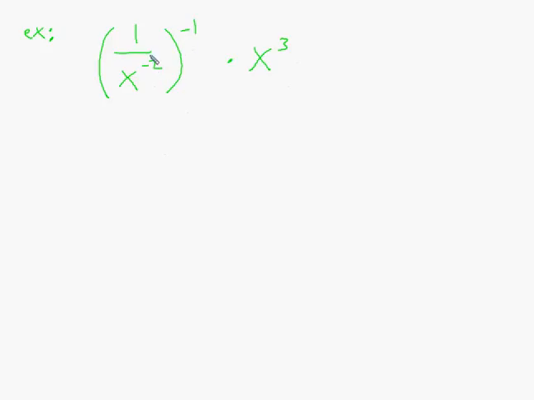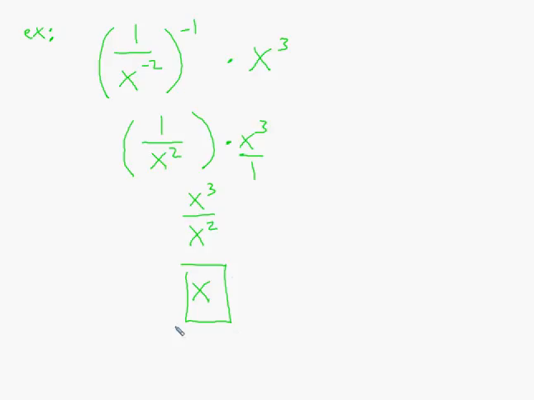So I have a power to a power, right? So what do I do? Multiply. So I'm going to get 1, because that's going to be to the negative 1, so that doesn't matter. And then what's negative 2 times negative 1? 2. Alright, now I'm multiplying, but what's the denominator on this second thing? 1. So I get x cubed over x squared. Subtract my exponents and I get just x.